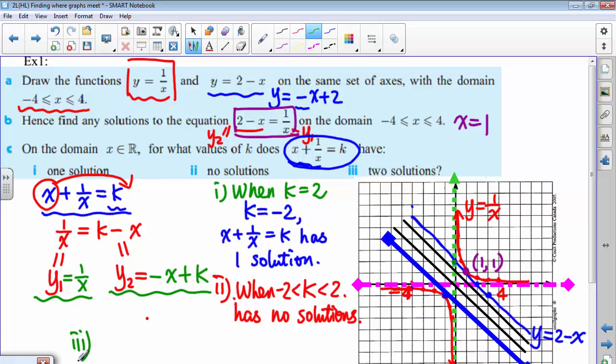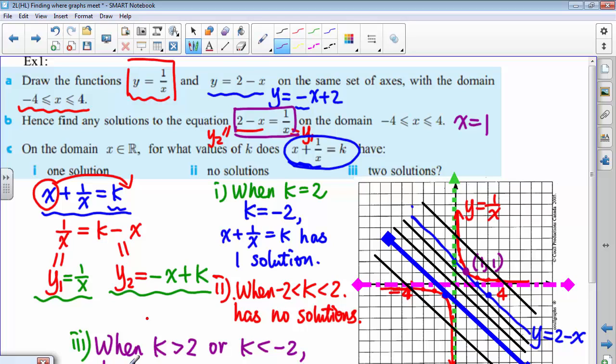The last one, number 3. Let's look at what the k values are for which the equation will have two solutions. I find that I move the lines upward, as long as this line with the same slope -1 is above this blue line. Or I move this blue line downward, so you keep the slope, but the k value is less than this k value. This black line intersects this part of the hyperbola at two points. So from the graph, I can see that when the k value is either greater than 2 or less than -2, the equation has two solutions.